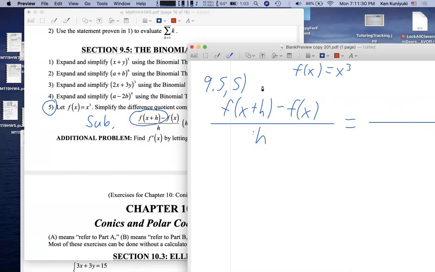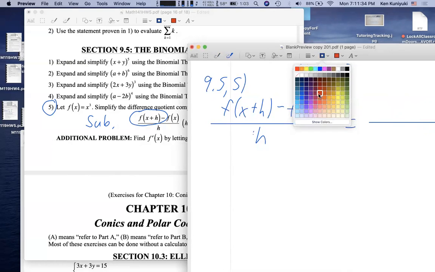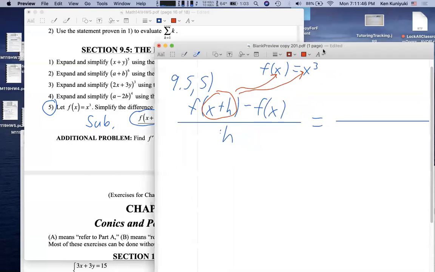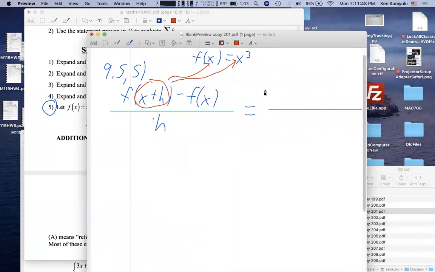All right. So substitution, the idea is that wherever we see an x, we're going to replace with x plus h. Okay. So we replace x with x plus h here. We also replace x with x plus h here. It's a substitution. So I'll put this in red. If f of x is x cubed, do you know what we mean by f of x plus h? Do you know what I mean by substituting?